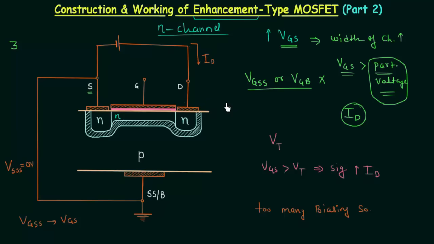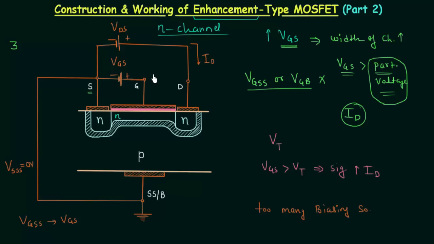Now we will make connections between source and gate, which is pretty easy. We have to make gate more positive, so I will connect the negative terminal to the source and positive terminal to the gate. So this is how you have to make the connections. This voltage here is VDS and this voltage here is VGS.